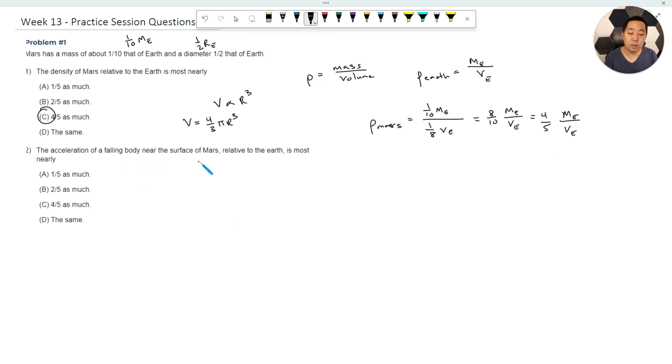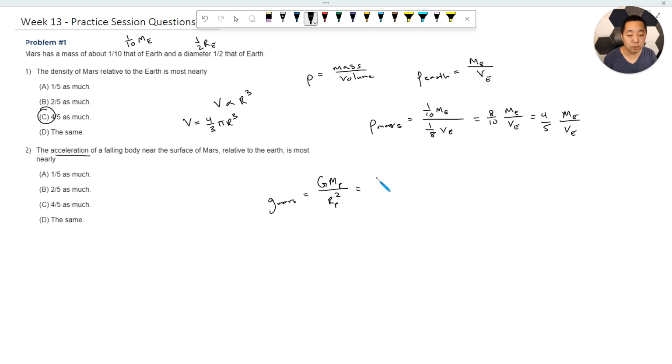The acceleration of a falling body near the surface of Mars relative to the Earth is most nearly. So the acceleration near the surface of the Earth is g, and that's equal to G mass of the planet divided by the radius of the planet squared, right? That's the formula we talked about. It's related to Newton's law of gravity, right?